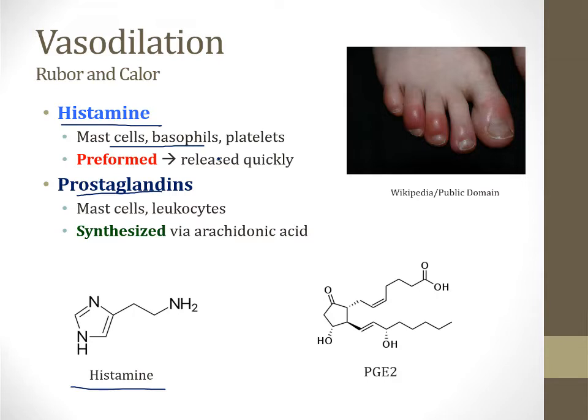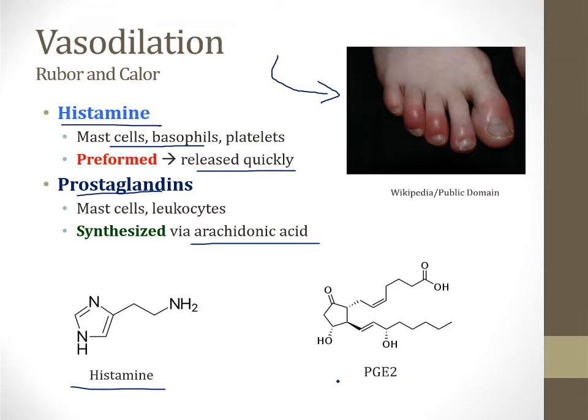So when there's an inflammatory trigger, histamine is released quickly and causes vasodilation, and that is one of the factors that leads to the rubor and calor like seen on this person's foot on the screen. Second important trigger for vasodilation are prostaglandins. These are released in the setting of inflammation by mast cells and leukocytes, and they are actually not preformed. They are synthesized when inflammation occurs, and they are derived from arachidonic acid.